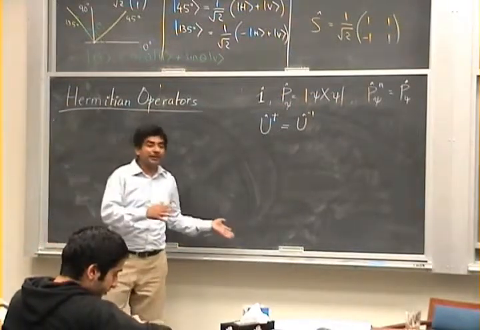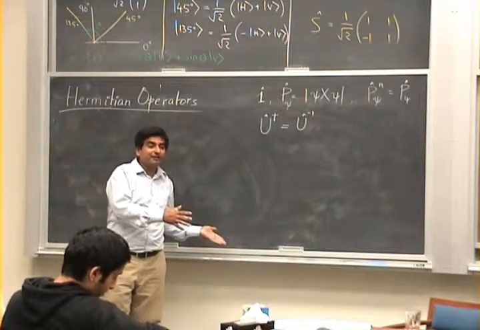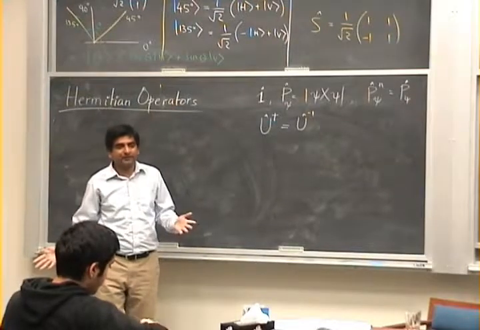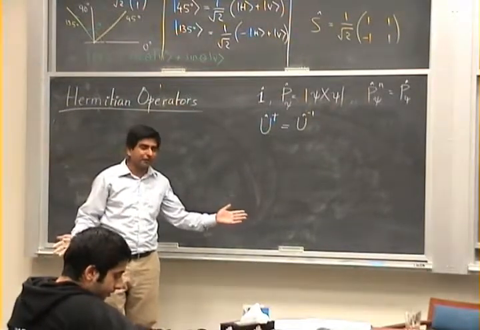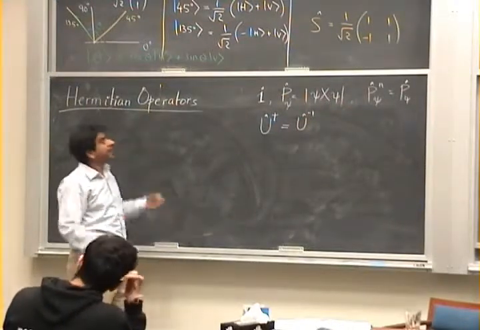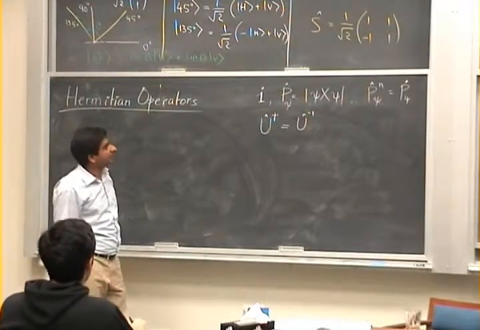So either you can rotate the basis, keep the state where it is, or you can rotate the state and keep the basis where it is. If you rotate the state in one direction, you have to rotate the basis in the other direction. Okay? Anyway, the similarity transform we know is a unitary operation.